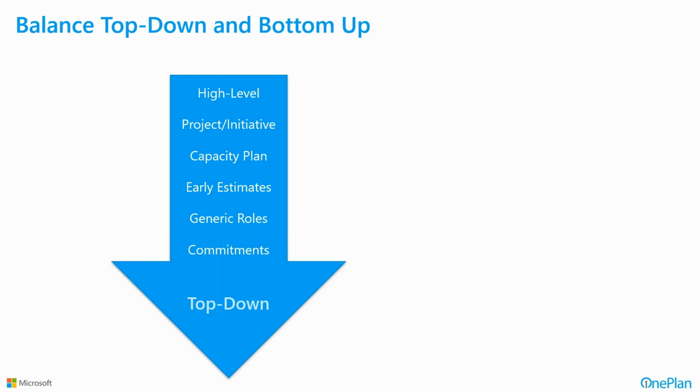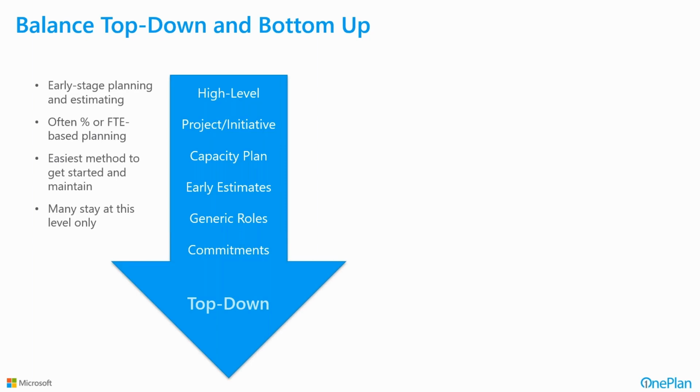Sometimes they're used just as early estimates to say, this is what I think I'm going to need for the project. This is the kind of ask I have when I build a business case and ask to get it approved. It might just be done in the generic roles that I make, and then there may be the commitments of the organization to say, yes, you can have these resources in order to get this project done. But this ends up usually being early stage planning and estimating, and is often done at percentages or full-time equivalence-based planning. And it's definitely the easiest method to get started with and maintain if you're getting into resource management.